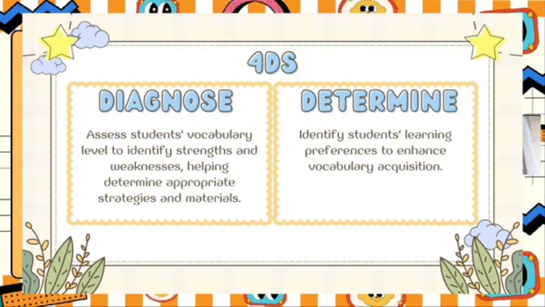Now, second, you have to determine or identify your students' learning preferences to enhance vocabulary acquisition. Some learn better through visual aids, others through listening, like me. I'm an auditory learner, and some through hands-on activities. Knowing their preferences helps in creating engaging and effective lessons.